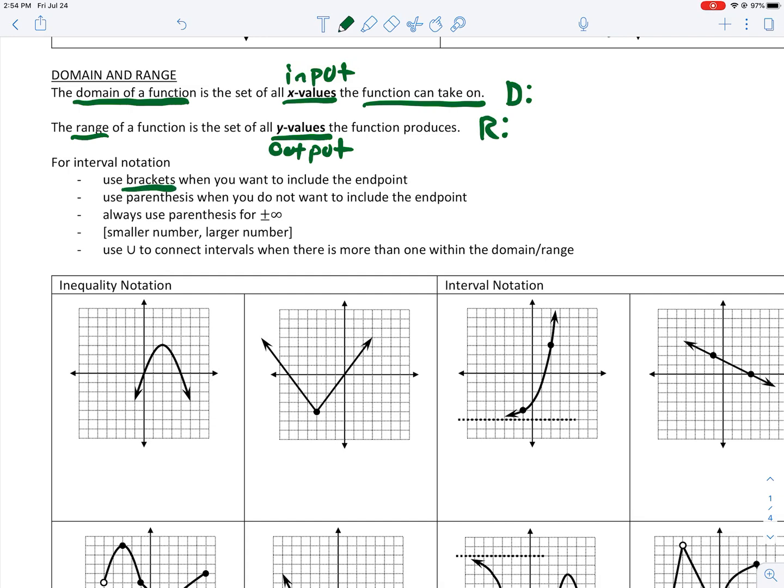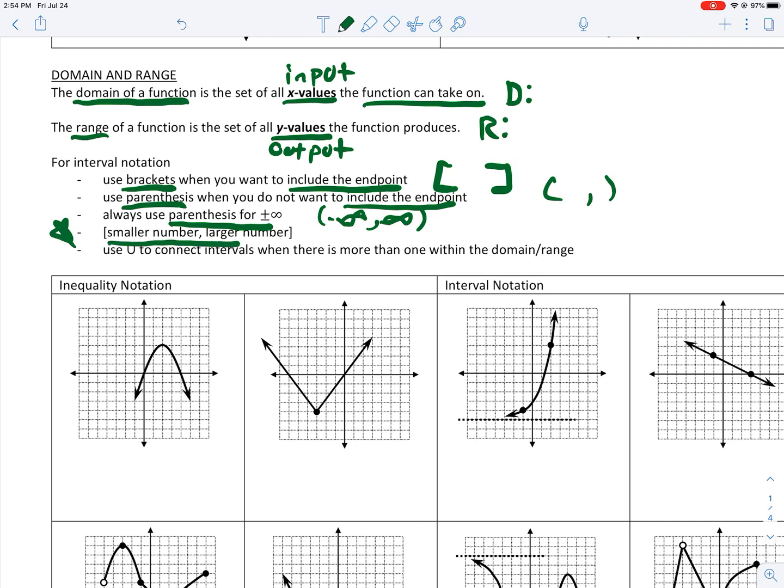We're going to use brackets when you want to include the endpoint. So these are examples of brackets. We're going to use parentheses when you don't want to include the endpoint. So this would be an example. I like to call the first one a closed bracket and this an open bracket. It's just easier for me to remember it that way, open versus closed. When you're talking about infinity, you always use parentheses, so it would look like negative infinity to positive infinity, always with the open brackets. This is one that you definitely want to remember, small number to large.